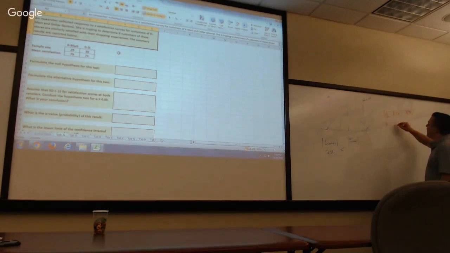And we're trying to test, are these scores different? So it'd be equal to, or not equal to. Not equal to, non-equal. That's going to be our alternative, and equal is our null hypothesis.